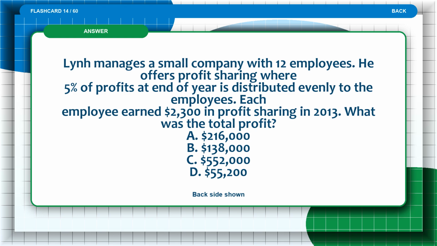The answer is, Lynn manages a small company with 12 employees. He offers profit sharing where 5% of profits at end of year is distributed evenly to the employees. Each employee earned $2,300 in profit sharing in 2013. What was the total profit? A) $216,000, B) $138,000, C) $552,000, D) $55,200.